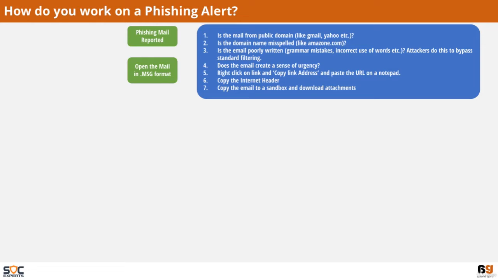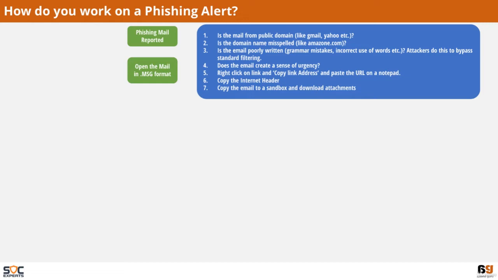this information from the mail. We look for, is the mail from a public domain like Gmail, Yahoo, etc. And if it is coming from a specific company, is the domain name spelled correctly or not? So for example, like here it's amazon.com. Is the email poorly written, like say grammar mistakes and incorrect use of words, etc. So attackers do this in order to bypass standard filtering. Does the email create a sense of urgency?